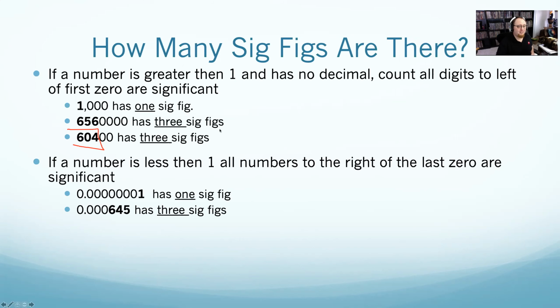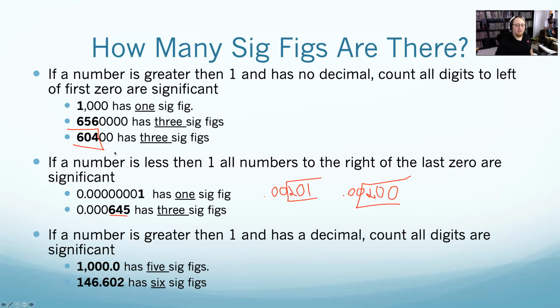If a number is less than 1, you still count everything after the first non-zero digit, but it's all things to the right. You don't count the zeros between that and the decimal. And so this is 1 sig fig. This is 3 sig figs. If I did 0.00201, this would also be 3 sig figs. And even 0.00200 is still 3 significant digits. It's everything from your first non-zero digit and beyond.